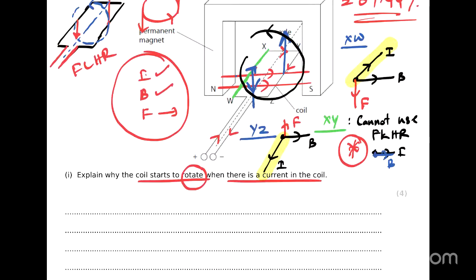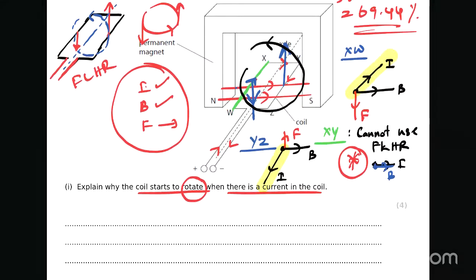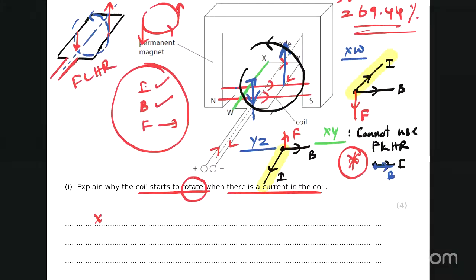Explain why the coil starts to rotate when there's a current. So first you need to explain the direction of the force generated on the XY section. You need to use Fleming's left-hand rule. So just tell something like this: by using Fleming's left-hand rule, the direction of the force generated will be downwards. And if we consider XY, we cannot use Fleming's left-hand rule, so on that section there won't be any force generated.